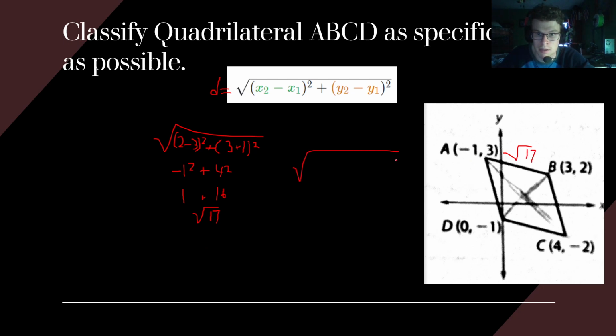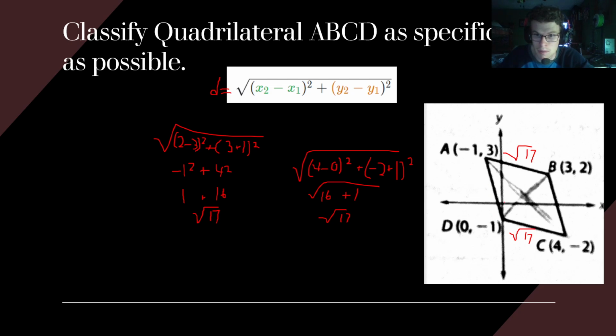Square root of, between D and C, okay, C and D, you have x2 minus x1, 4 minus 0, the quantity squared, plus -2 plus 1, the quantity squared. What does that give you? That gives you 4 squared, which is 16, -1 squared, which is a positive 1. And that also gives you the square root of 17. So the conclusion is here that both these sides are congruent.